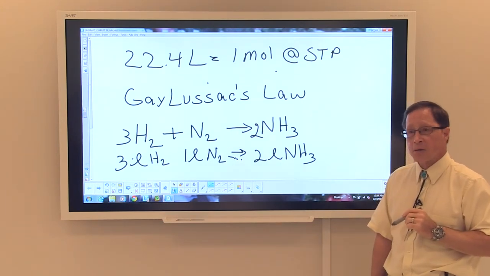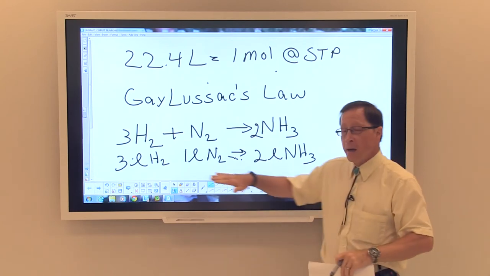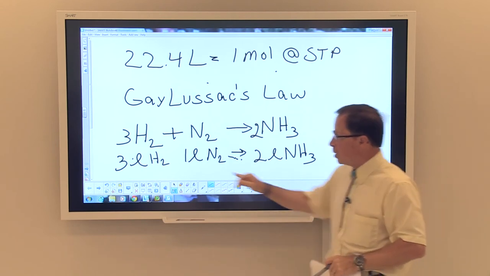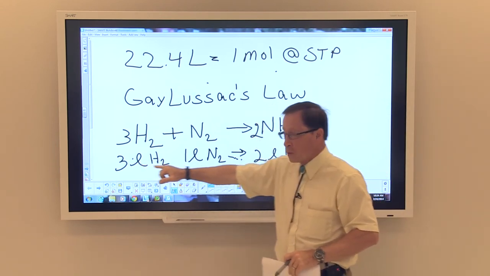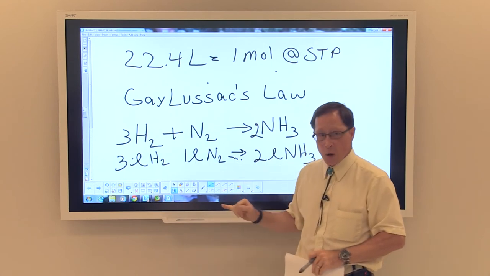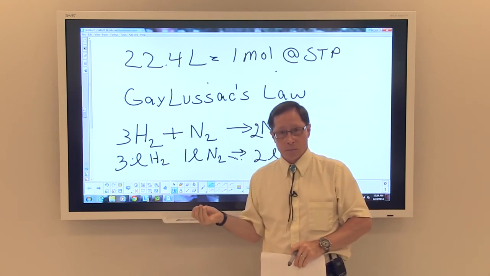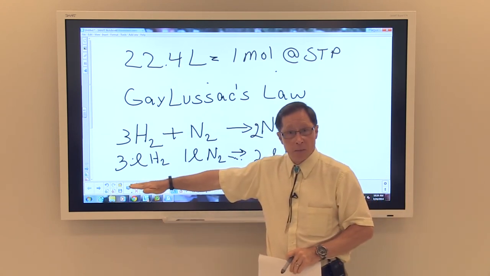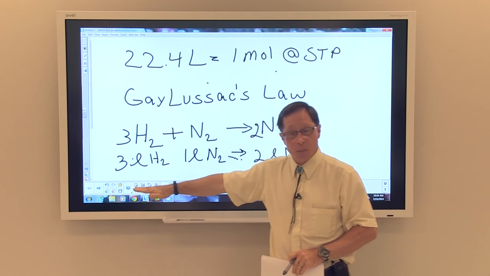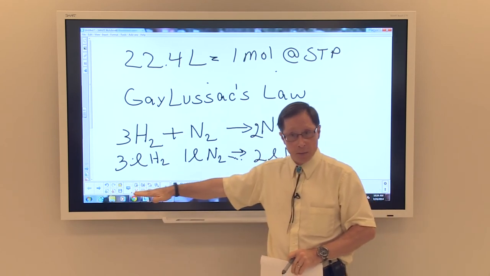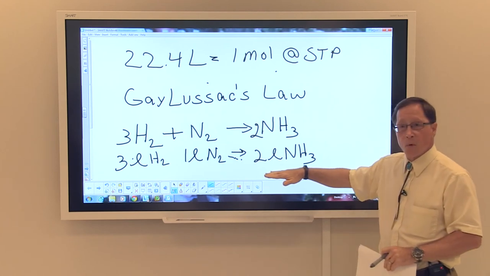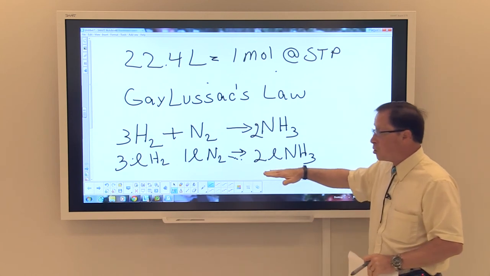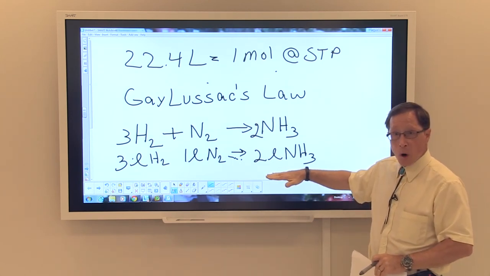Once again, this law has very practical terms. Let's think about this a minute. If we combine 3 liters of hydrogen and 1 liter of nitrogen, that's 4 liters. That would also be, in terms of moles, a certain number of moles, wouldn't it? We are adding 4 liters of reactants. We're getting 2 liters of product out.